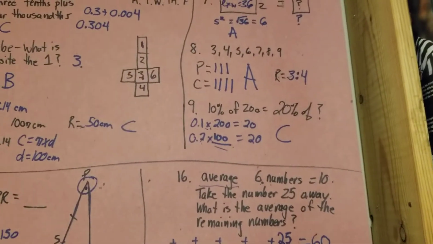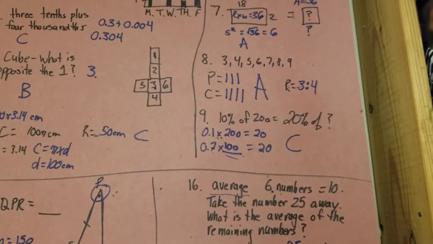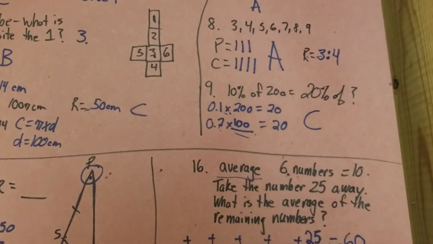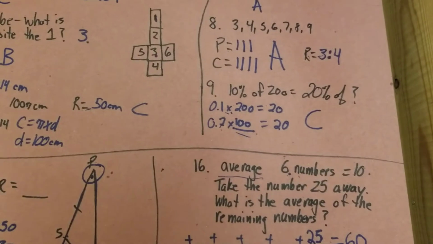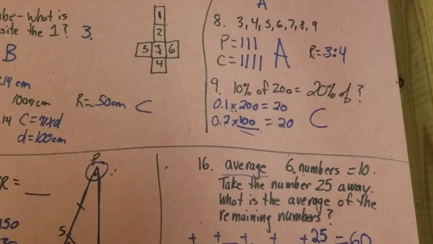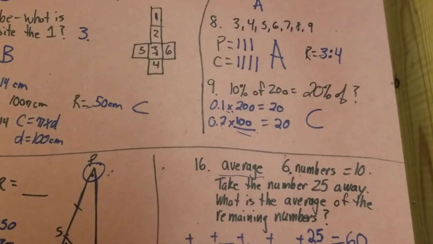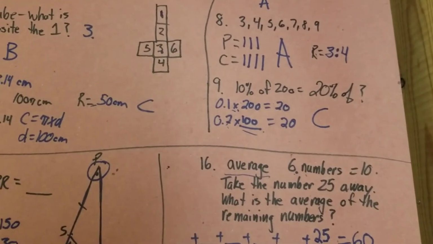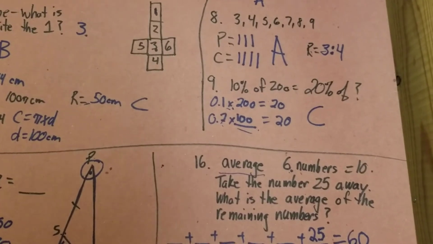So number 8, I love this. This person wrote a set of numbers, 3, 4, 5, 6, 7, 8, 9. Wants to know what the ratio of prime numbers to composite numbers are. So you got to know 3 things. What's a prime number? What's a composite number? And what the heck's the ratio? Prime numbers are numbers that you can divide by 1 and itself. Composite numbers have more factors.